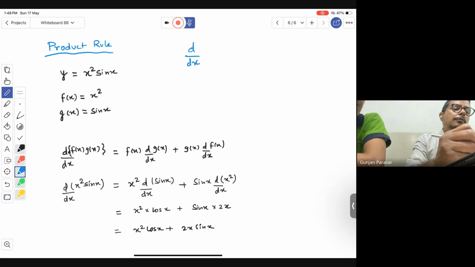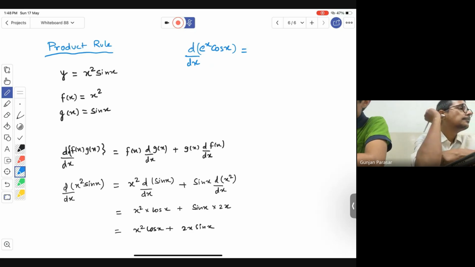Can you do one thing just for practice? Find the differentiation of e power x into cos x. Do it now, everyone.